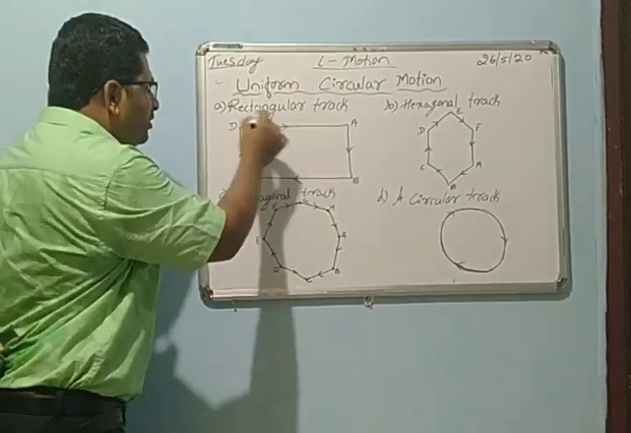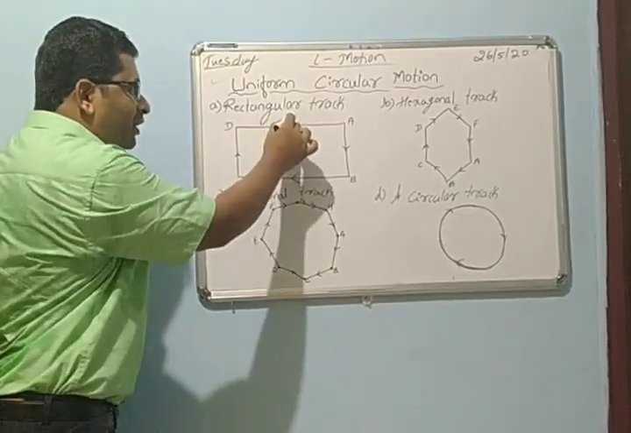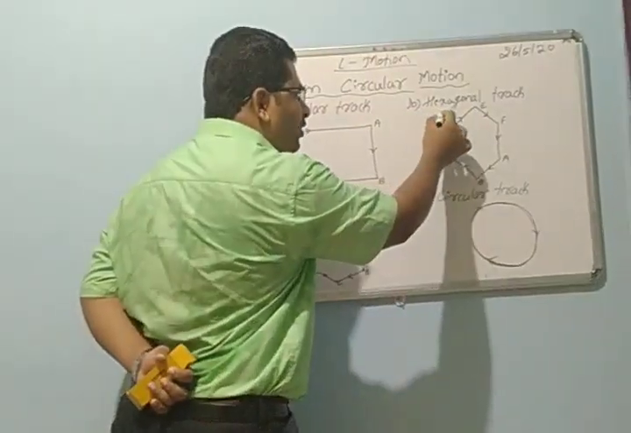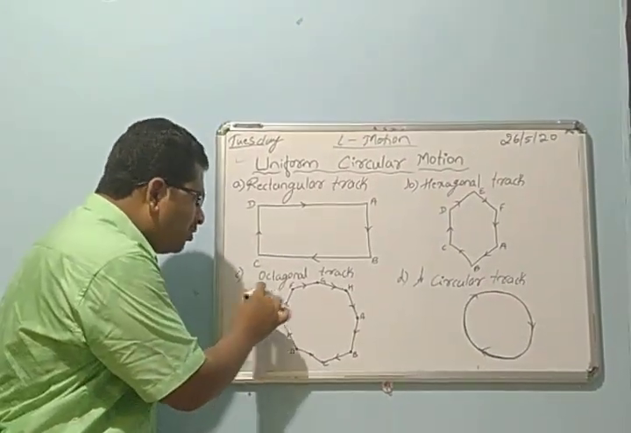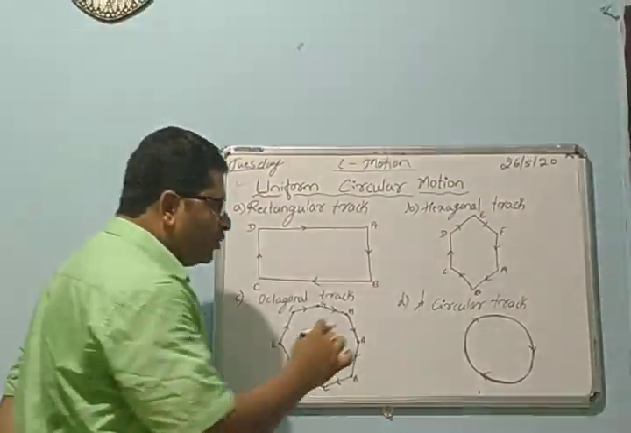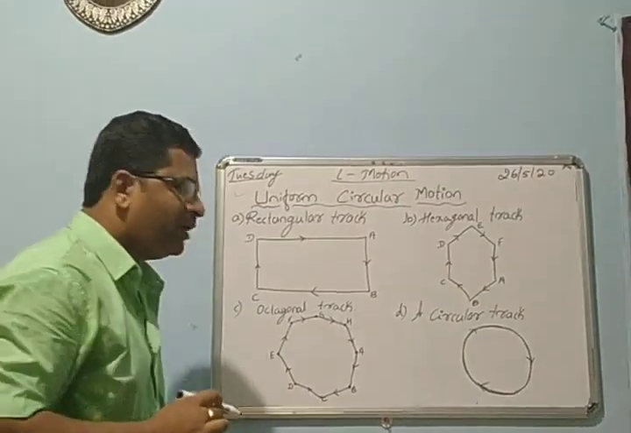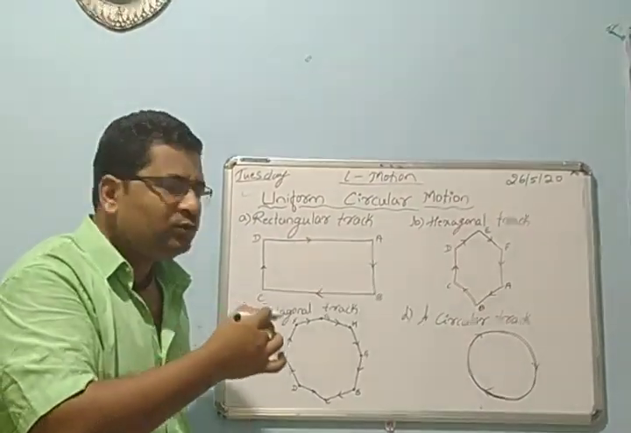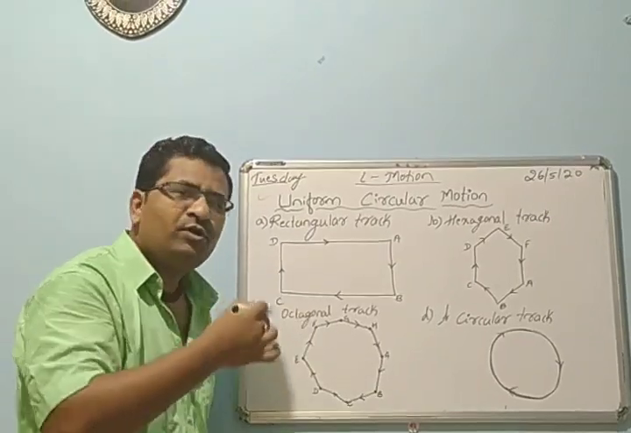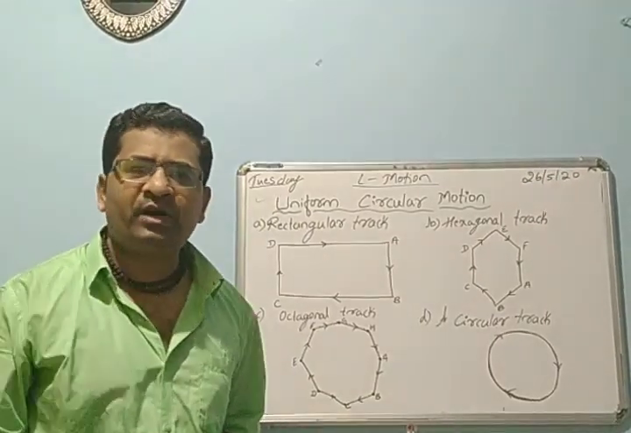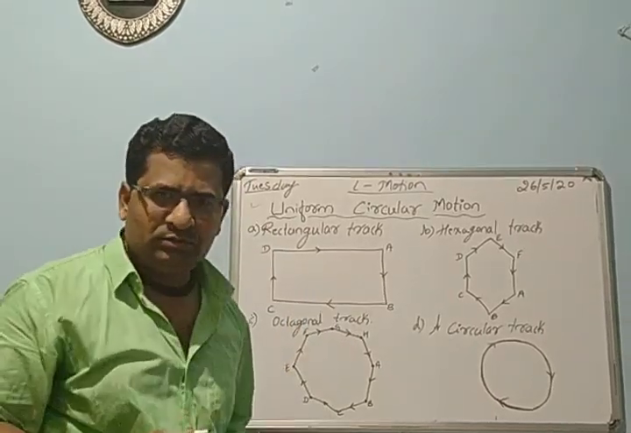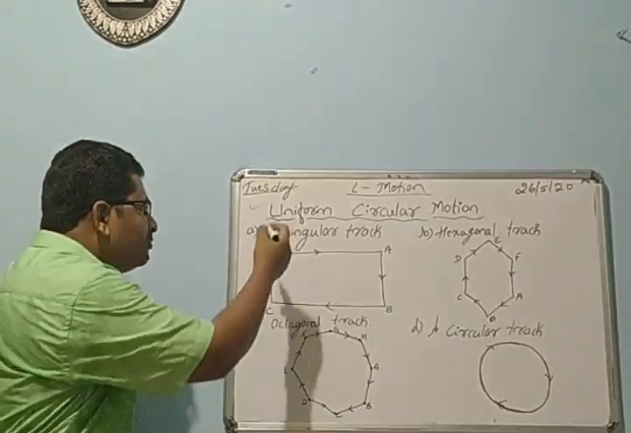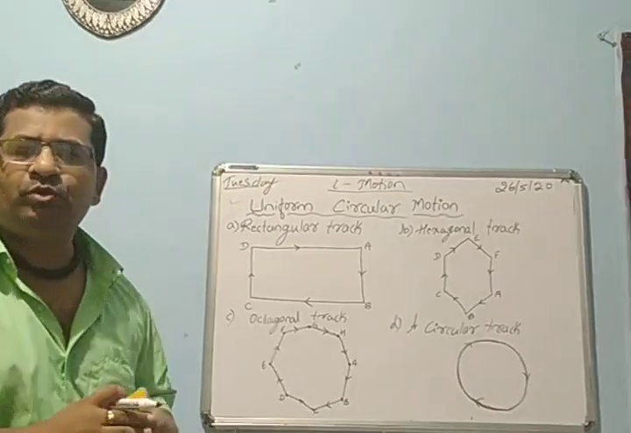One is the motion of an object along a rectangular track, motion of an object along a hexagonal track, motion of the object along an octagonal track, and motion of the object along a circular track. Through these examples of motion of the objects along different tracks, we will come to know what is meant by uniform circular motion.